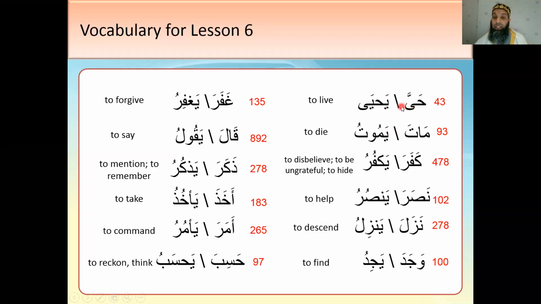97. Hayya, to live. Hayat dunya. Hayya yahya means to live. 43. Mata yamutu, we know that word from maut. Kullu nafsin dhaikatul maut. Maut is from mata. Mata yamutu means, in Urdu as well, we say maut. It's death, to die. Kafara yakfuru, 478 times. Kafara means to disbelieve, can also mean to hide.